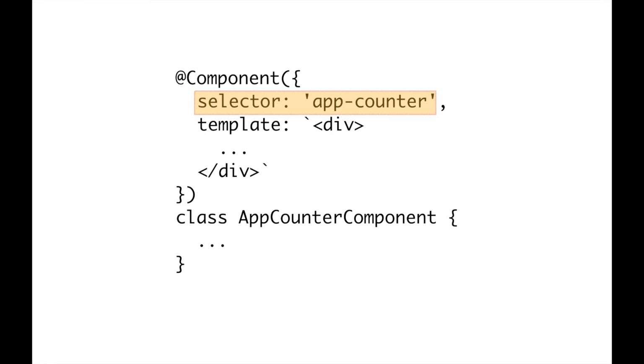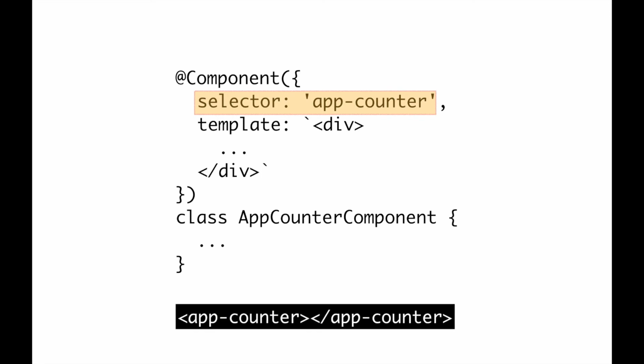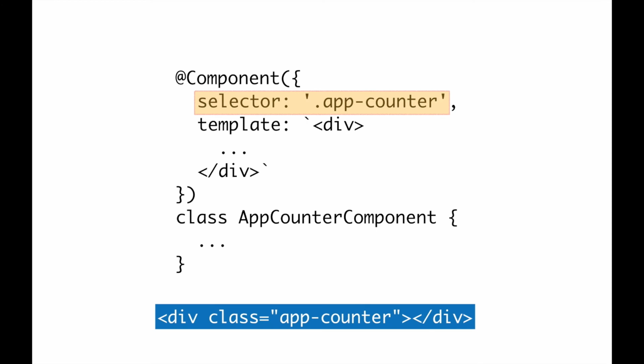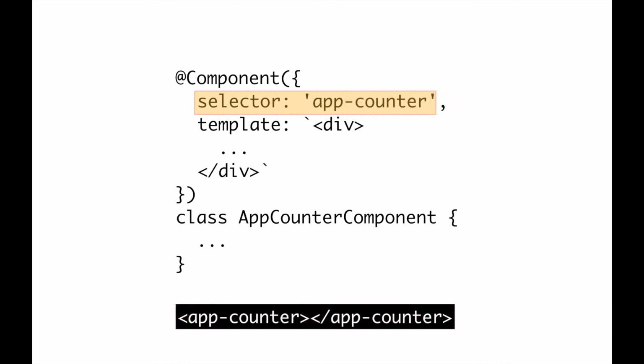For example, appCounter without any prefixed symbol implies that the component should be used like an HTML element. If you use .appCounter for the selector property, then the component is used as a CSS class. If you use square brackets around appCounter for the selector property, then the component is used as an attribute of an HTML element. And one last, if you use #appCounter for the selector property, then the component is used as an ID of an HTML element. General practice and Angular's recommendation is that the components are used like HTML elements.